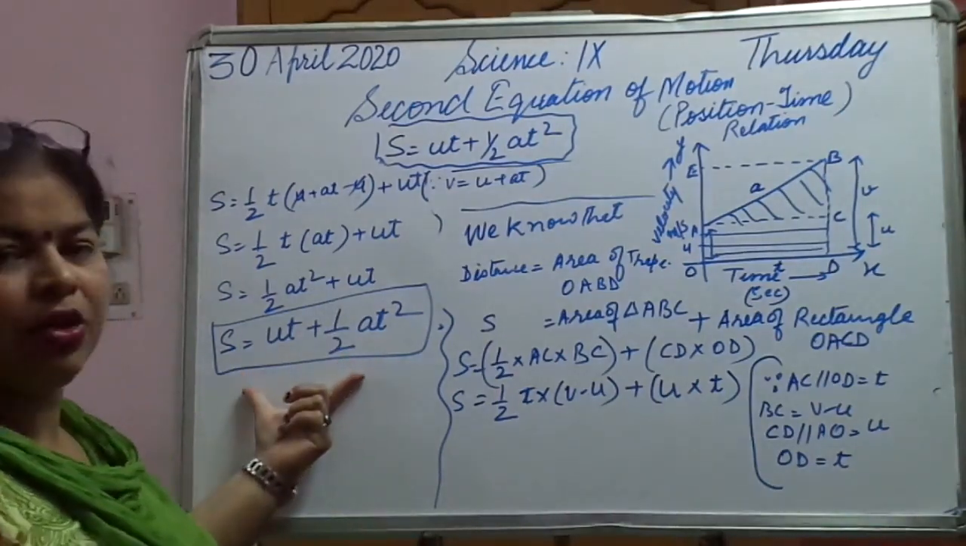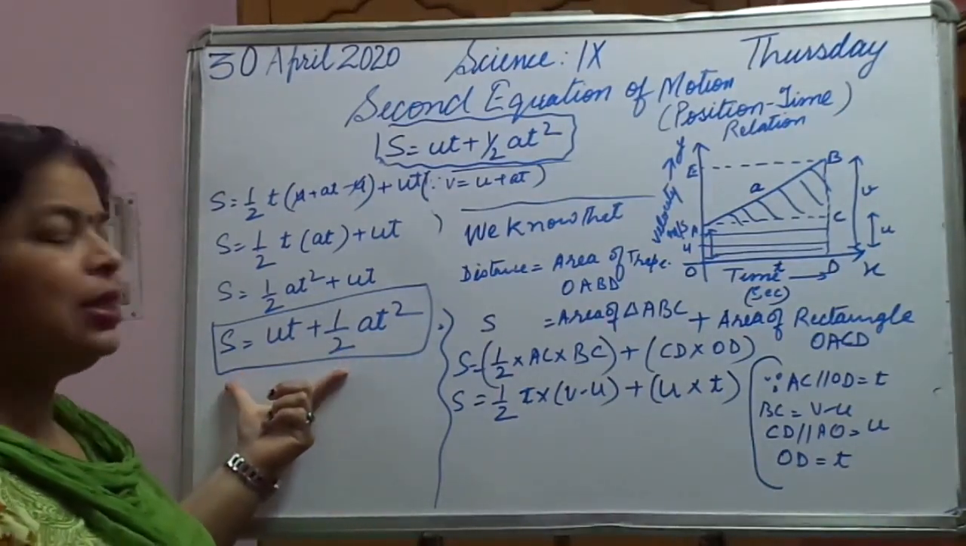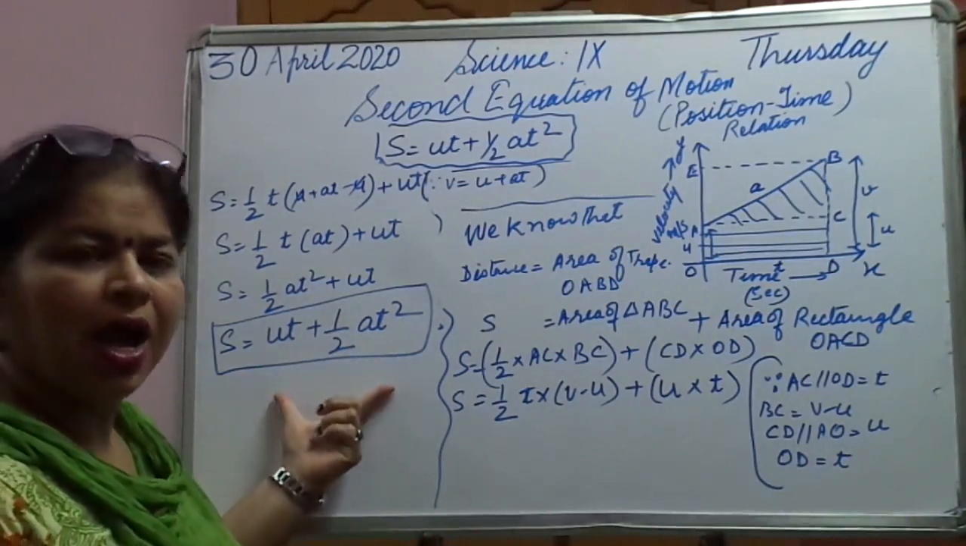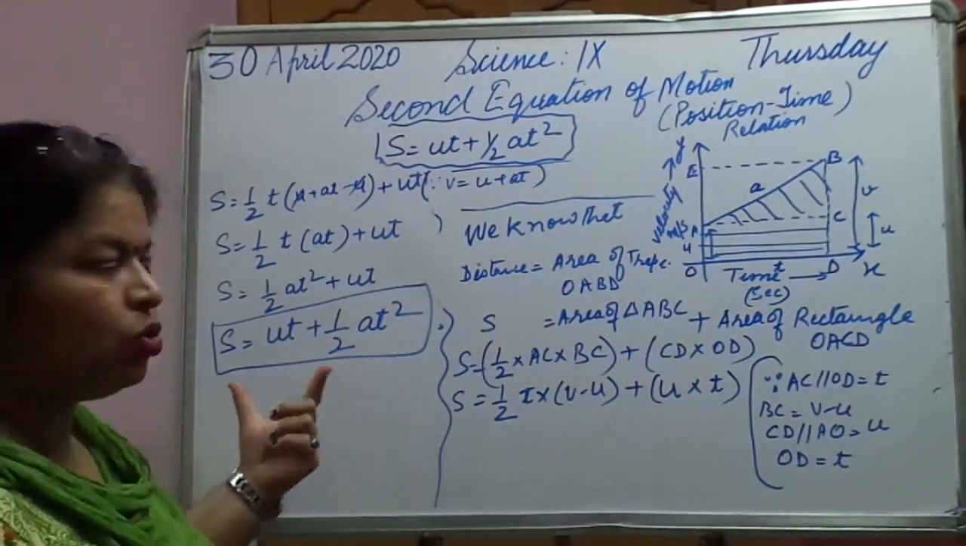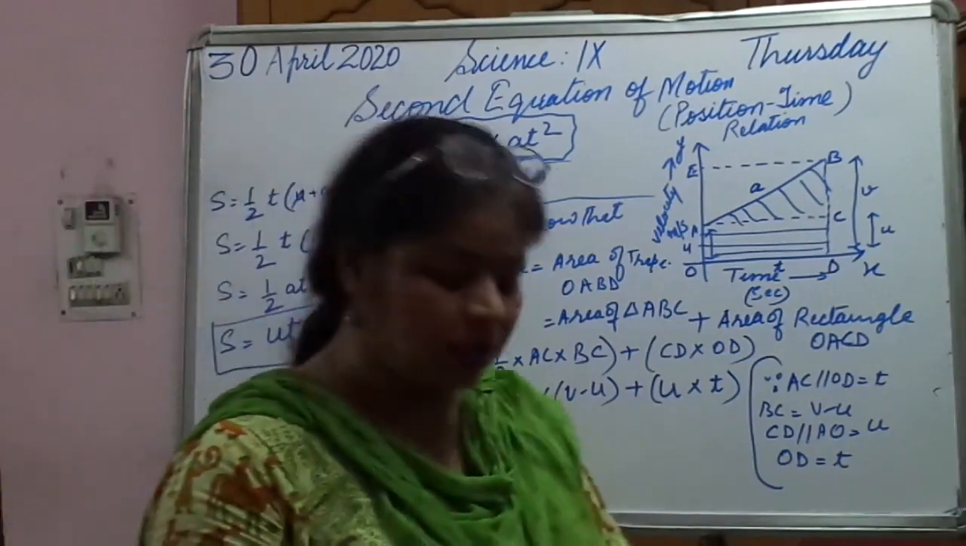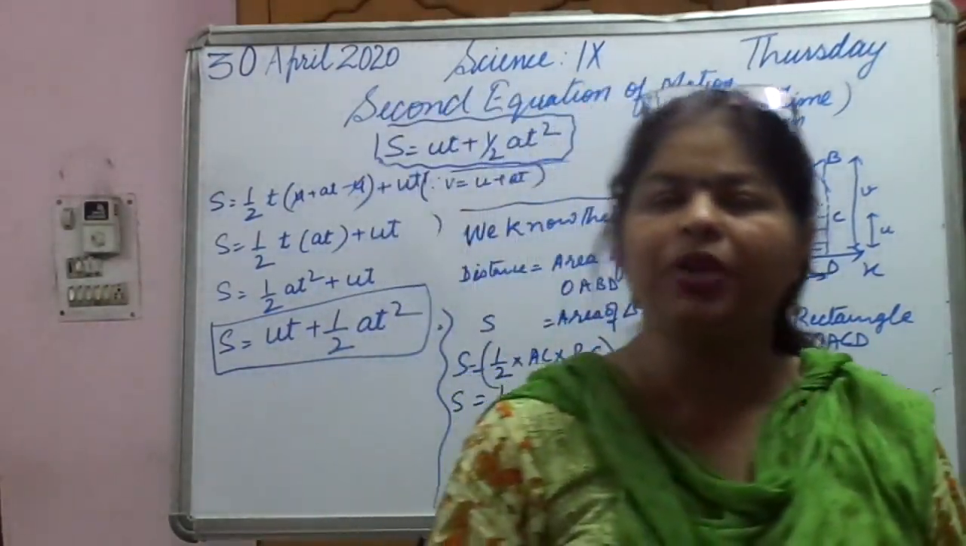So what is our second equation of motion? S is equal to UT plus half AT square. I hope it is clear to everyone, and even then if there is any problem we can discuss it.